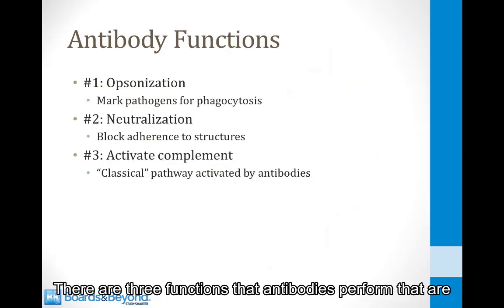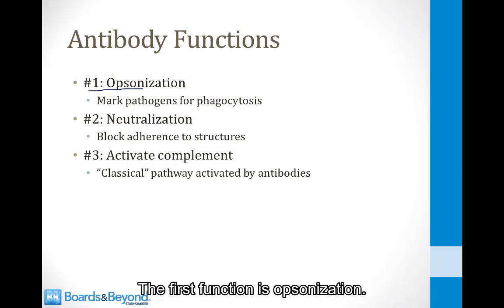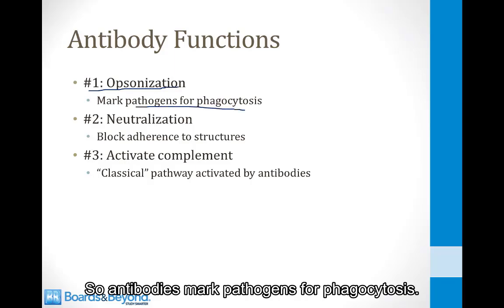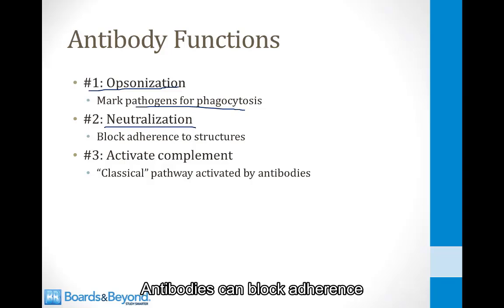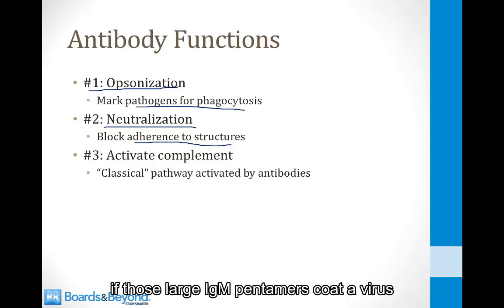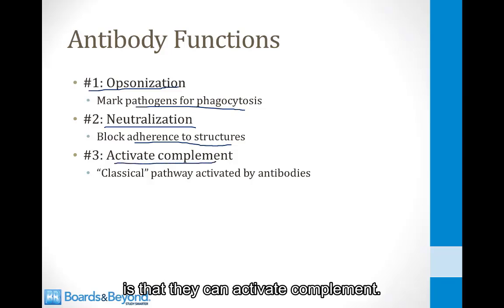There are 3 functions that antibodies perform that are helpful in eliminating pathogens from the body. The first function is opsonization. This is attracting other white blood cells which will kill the pathogen. So antibodies mark pathogens for phagocytosis. The second function is neutralization. Antibodies can block adherence to structures of pathogens. So for example, if those large IgM pentamers coat a virus, then the virus can't adhere to structures and get inside of cells. And then the third function is that they can activate complement.